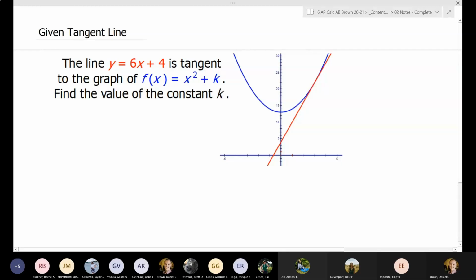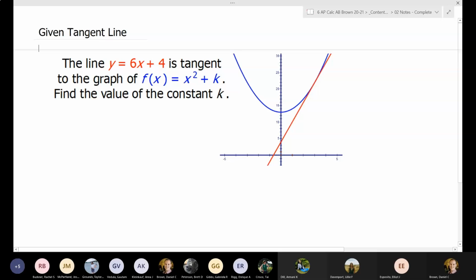Basically it's going to be one where they give you the tangent line, but then the actual function is technically unknown. So we have the line y is equal to 6x plus 4 is tangent to this graph of f of x equals x squared plus k. And we want to find the value of k so that these two graphs are tangent. Now, yes, you could probably look at that graph and figure out what k is, but normally you would not have a graph in front of you. That's more just for the visual.